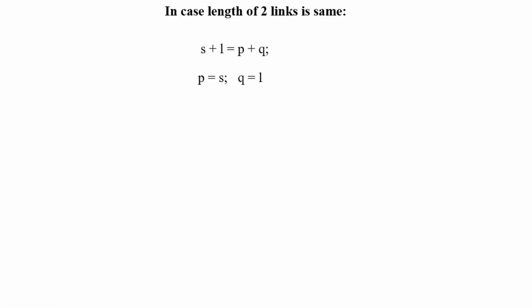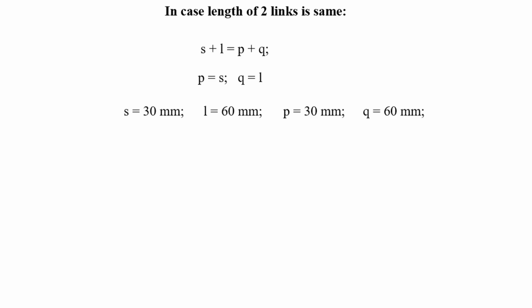The parallelogram linkage: how to analyze the parallelogram linkage based on Kirchhoff's law. In case the lengths of two links are the same, S plus L will be equal to P plus Q. So this is the condition, where S is the shortest link, L is the longest link, P is the other link and Q is one more link. In that case, P is equal to S and L is equal to Q. So these are the two conditions.